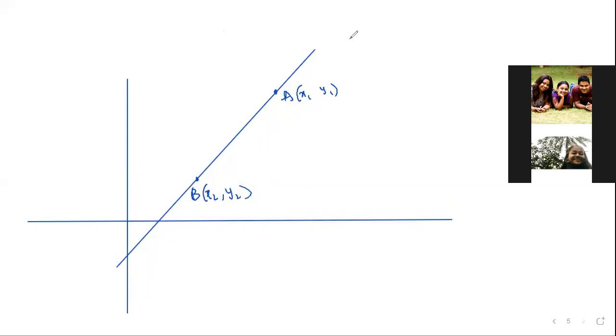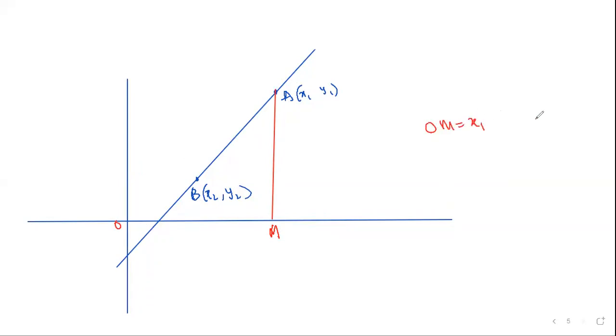From here, I'm drawing a perpendicular. What can you say about OM? What can you say about AM? OM is the length on the x-axis, the distance on the x-axis, so can I say x1? And what is AM? It is y1. Anybody having any doubt?